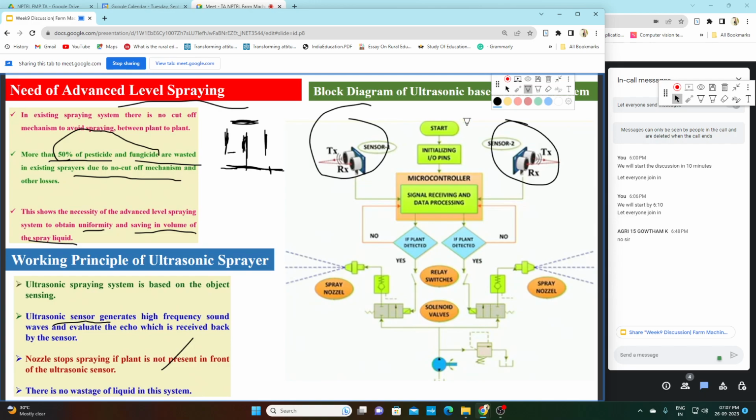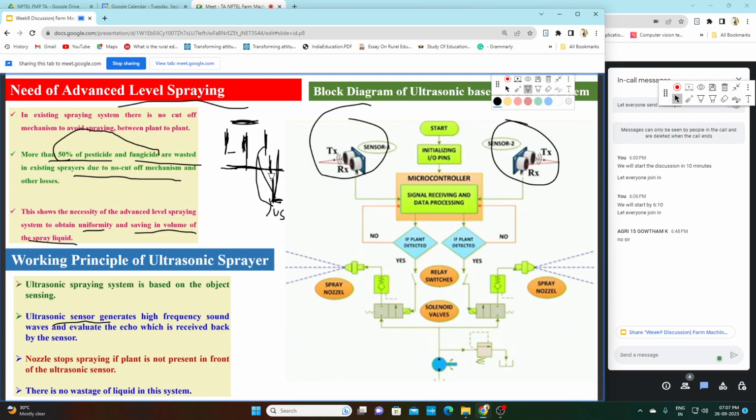And how does the ultrasonic sensor work? The ultrasonic sensor works on the principle of high frequency waves. Let's say this is your ultrasonic sensor. This ultrasonic sensor will generate some high frequency sound waves. If there is a plant, then this sound wave will return back to this ultrasonic sensor. But if there is no plant, this sound wave will not return back.